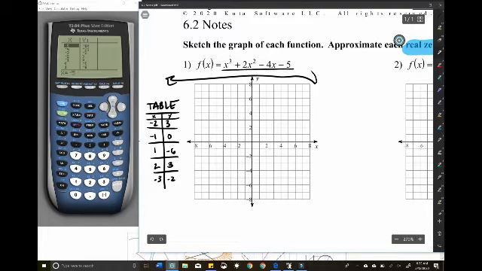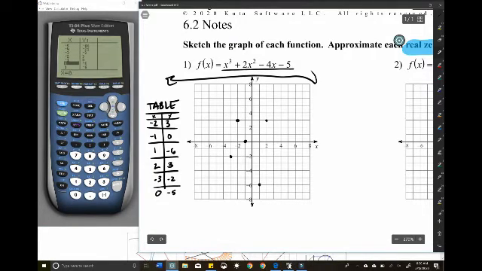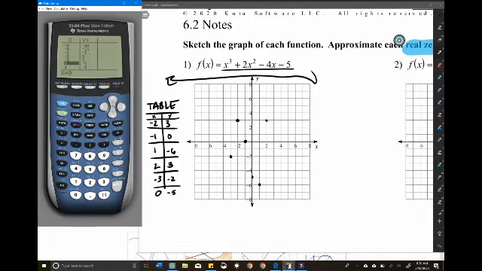We'll plot those points. So -2, up 3. -1, 0. 1, -6. 2, 3. And -3, -2. Now, if you just plot those points, let's also always try to include 0. 0, -5. Let's get that in there as well. So 0, -5.